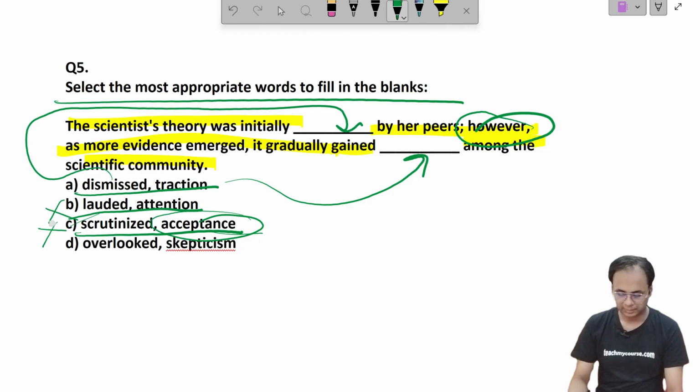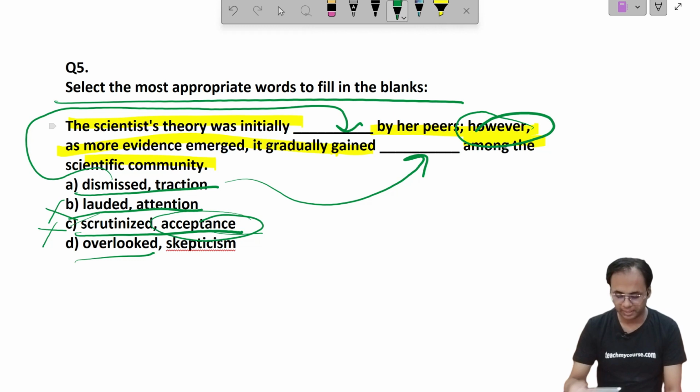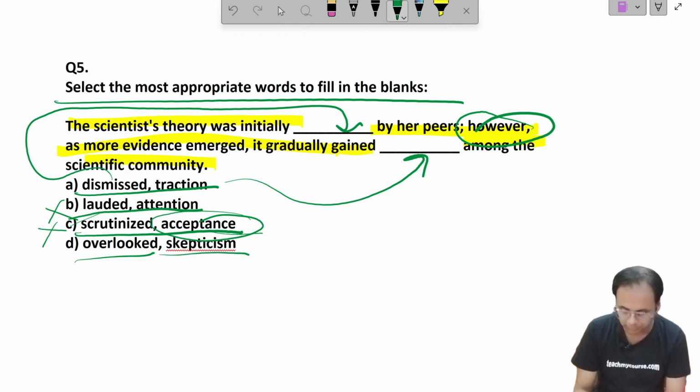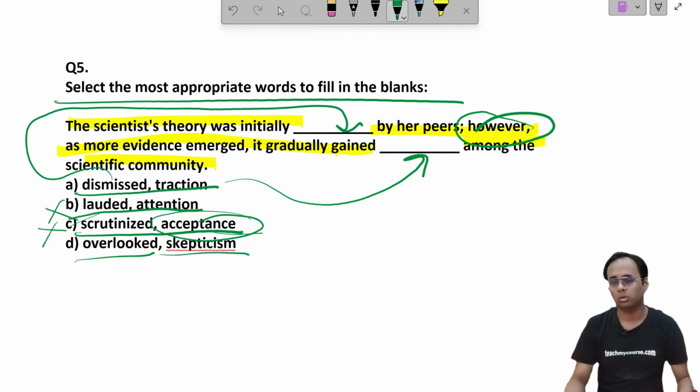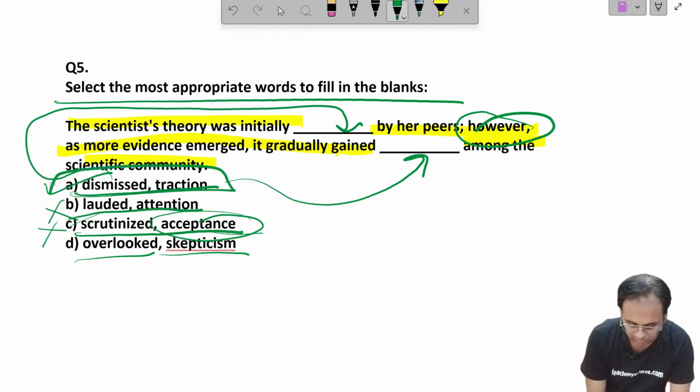Then comes, the scientist's theory was initially overlooked by her peers. It can possibly fit in. Then comes, however, as more evidence emerged, it gradually gained skepticism. No, skepticism is basically a negative word. A negative word should not come in the second blank, because it was actually gaining popularity. It was getting support because of the emerging evidences. So only the first one fits in, dismissed and traction.